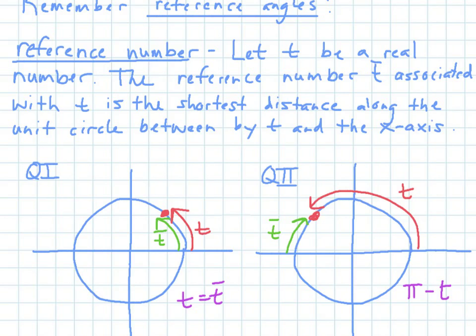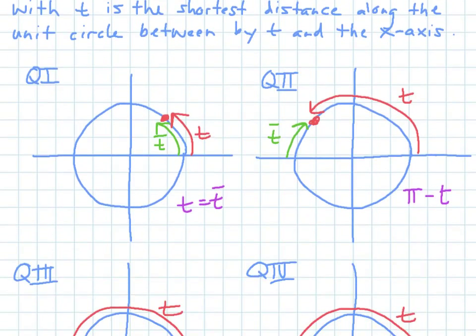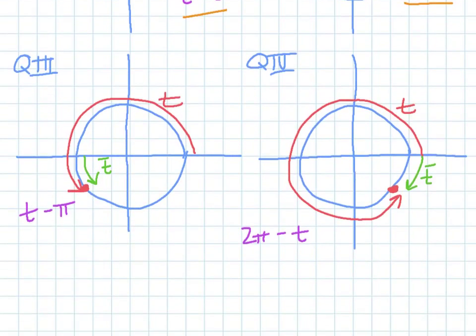Okay, so here, your first quadrant, remember that your t, your regular radian measurement, and the reference number are going to be the same, so you don't have to do anything because they're equal to one another. Second quadrant. Now, the shortest distance would be coming from the negative part of the x-axis to that point. So we would need to find the reference number from our regular t. We need to take pi minus t. That's the same thing as 180 minus t from the last chapter.